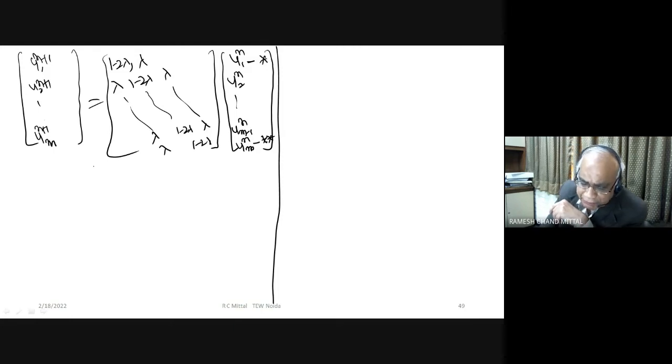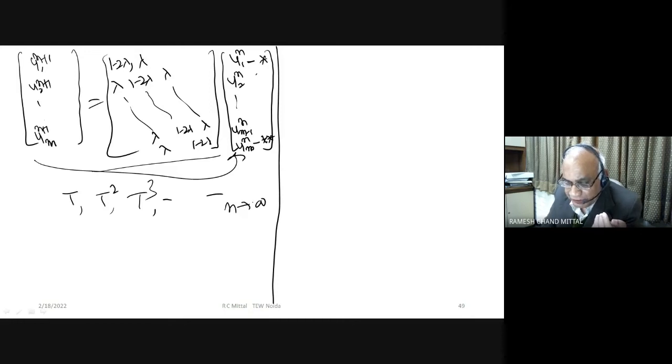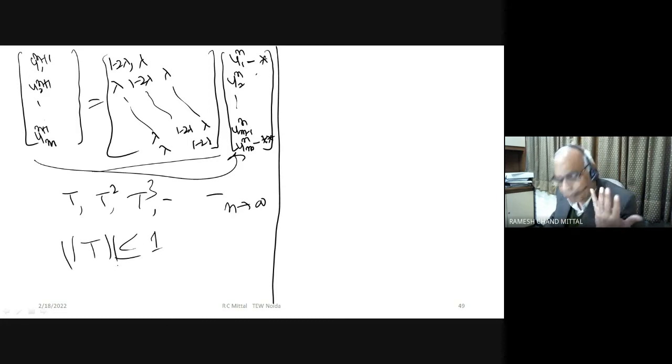So this is the system that I have. My stability will depend on the matrix, because from one level, if I call this matrix T, then it becomes T squared at the second level. This solution becomes known, goes to the right-hand side, and a new solution comes. So my matrix becomes T, T squared, T cube. And as time goes to infinity, that is n goes to infinity, the norm of T should be less than or equal to 1. That means the eigenvalues should be less than 1.